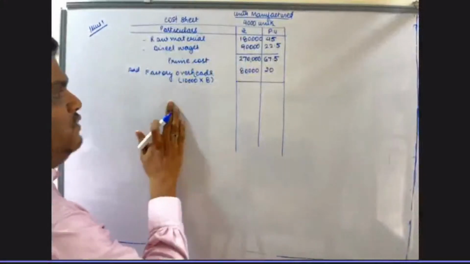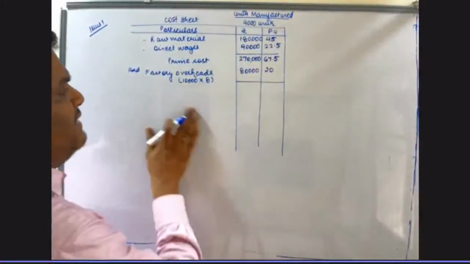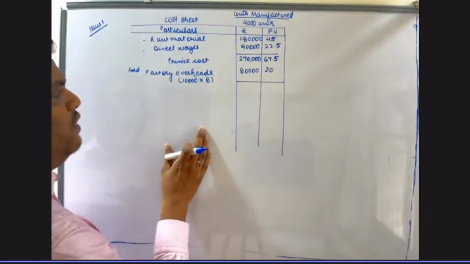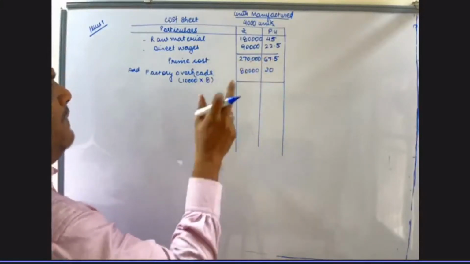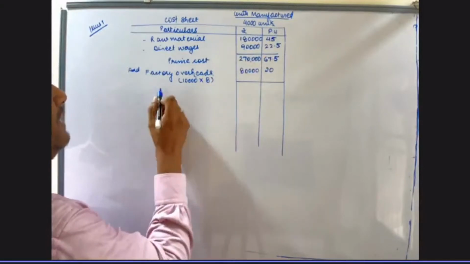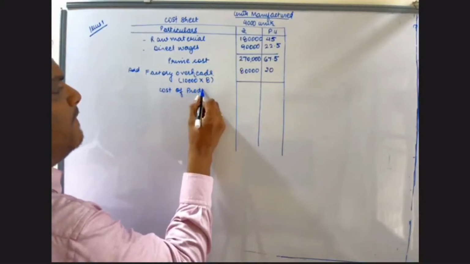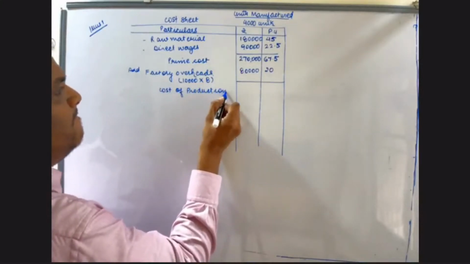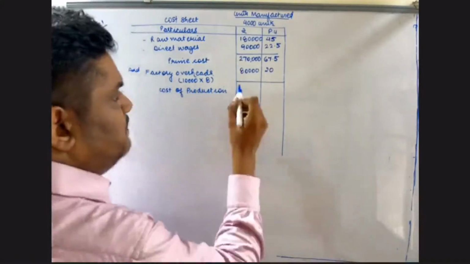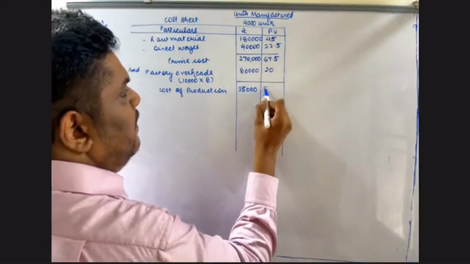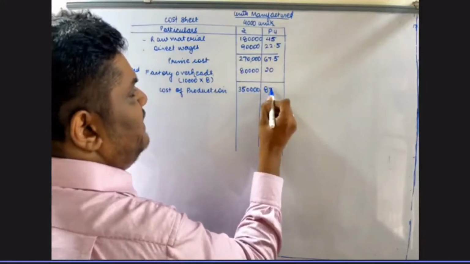Since no other information is given regarding the other points that are to be considered while calculating cost of production, so better this will only be the cost of production. This will be 3,50,000 and this is 87.5.